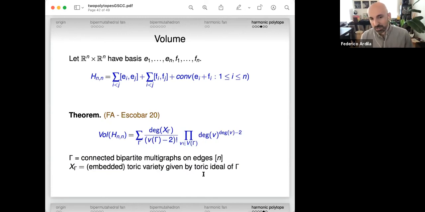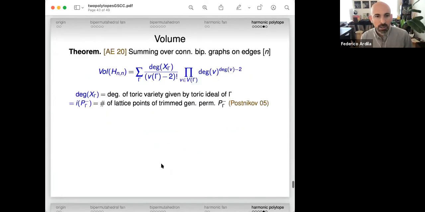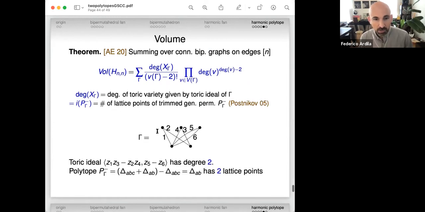It's something called the toric variety associated to the toric ideal of the graph. Okay. There's a nice result that says that the degree of a toric variety can be computed by counting lattice points in a polytope. So that's an alternative way of doing that if you prefer doing it that way. To give you an idea of what a particular term looks like, a particular term is a graph like this. It's bipartite, so it has top vertices and bottom vertices. The edges are 1 up to n.